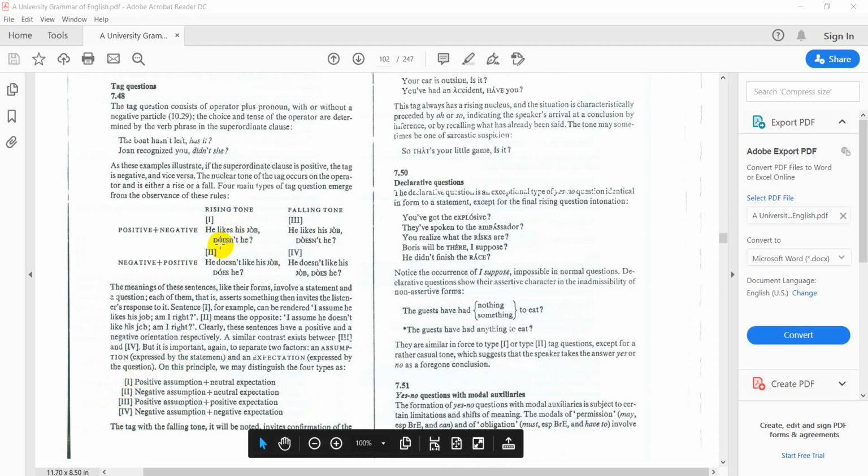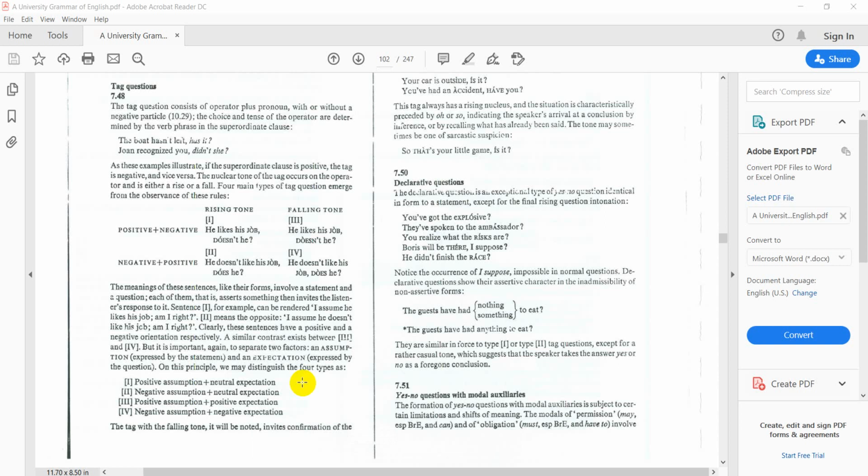The time of rising intonation. I assume something, but I don't have a clear expectation. That's why I raise my tone. Raising my tone means I assume something, but actually the expectation is not clear. I'm not sure. That's why it says here positive assumption. With the first one, positive assumption, I assume something, but since there is a rising intonation, it means I have a neutral expectation. I don't know whether yes or no. The expectation is neutral.